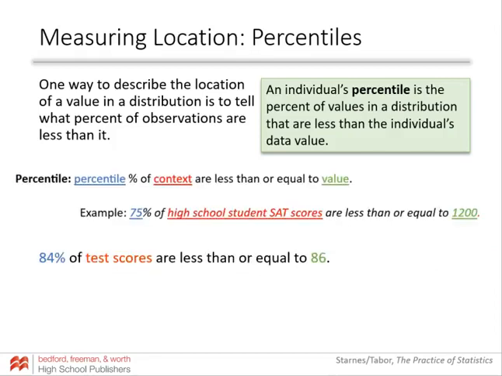When you're asked to interpret a percentile, here's the formula that we're going to use. Blank percent of, and then the context of the problem, are less than or equal to the value, the actual number. So for Jenny, 84% of test scores are less than or equal to 86, because that was her test score.